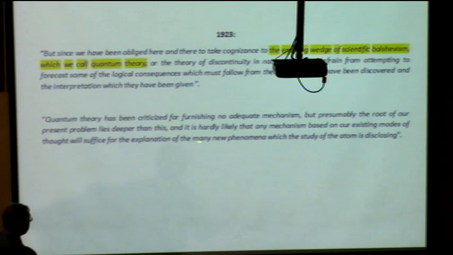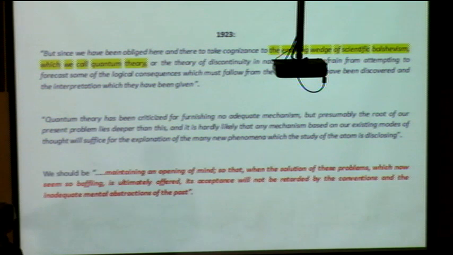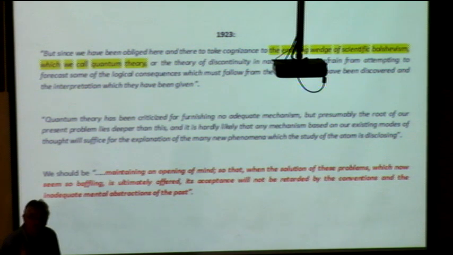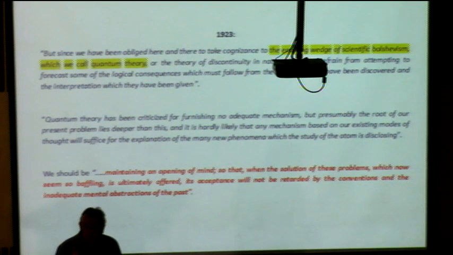And now it comes. These are the very last sentence in his book: we should be maintaining an openness of mind so that when the solution of these problems, which now seem so baffling, is ultimately offered, its acceptance will not be retarded by the conventions and the inadequate mental abstraction of the past. And that holds until today. So we should be prepared to be open for new solutions. And Gilbert Lewis himself felt that he was not open for quantum theory, but the next generation should do it.